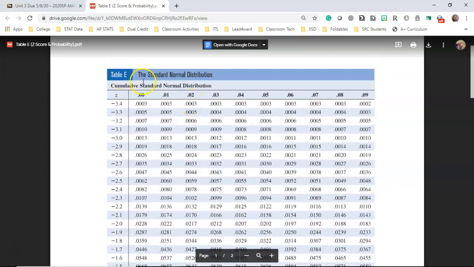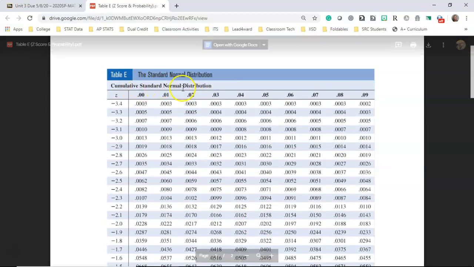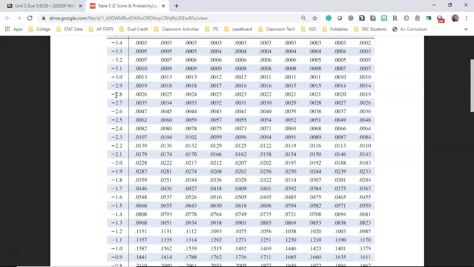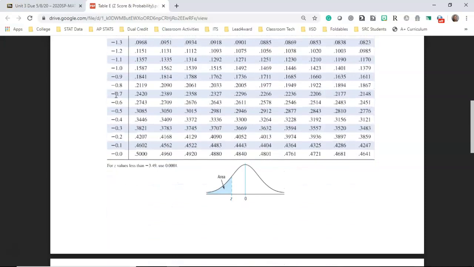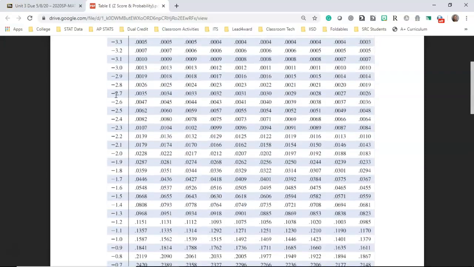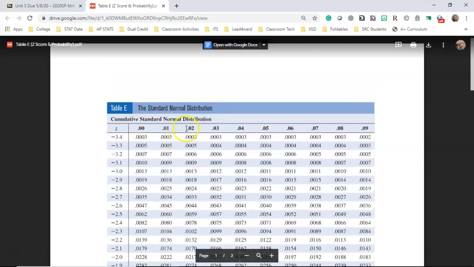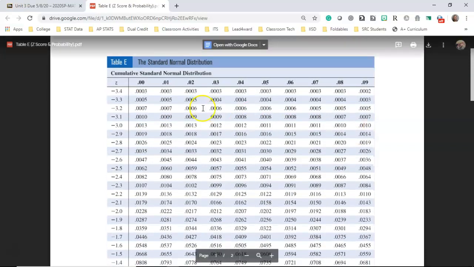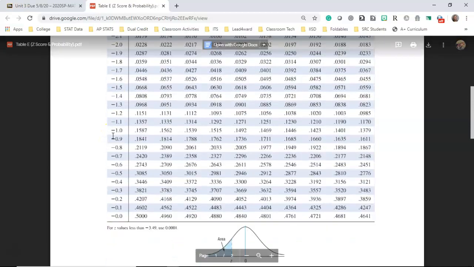And here it says table E, the standard normal distribution, cumulative standard normal distribution. So you have z-scores directly on the left side, left column. These are all z-scores to 1 decimal place, and then anything at the top will be the 2nd decimal place.